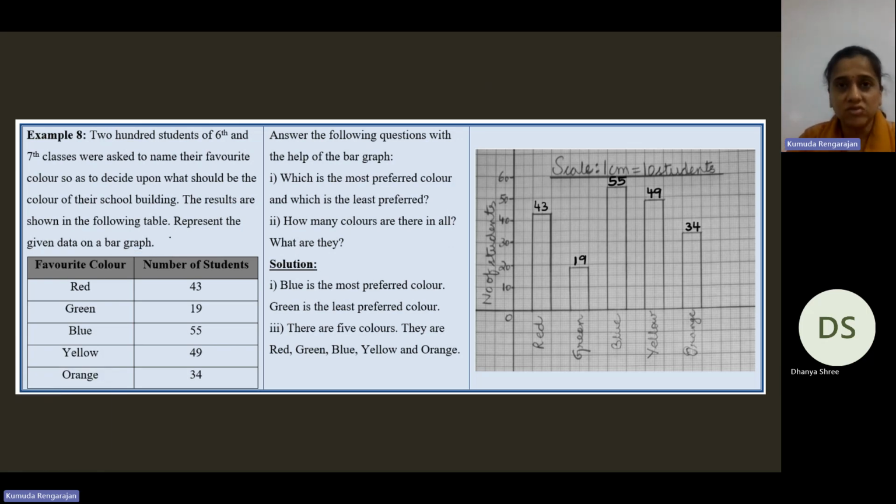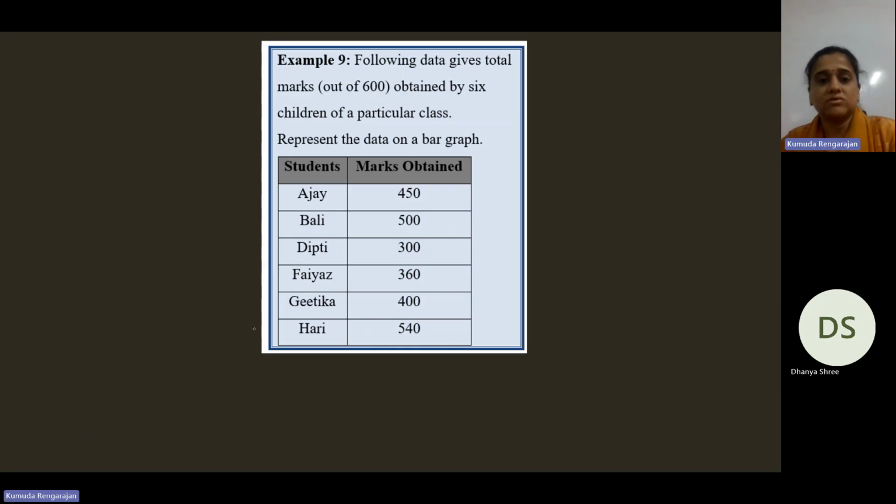See here, that instruction should be in the question. Represent the given data on a bar graph. Only if this instruction is there, you have to make a bar graph. Just because you see a question like this, don't make the bar graph, because these questions can be answered even without using the bar graph. So please read and answer the question accordingly. So see, represent the data on a bar graph.